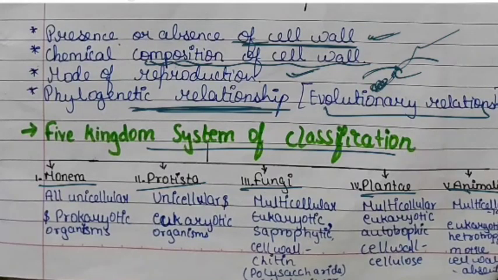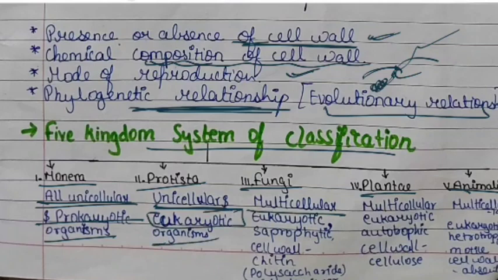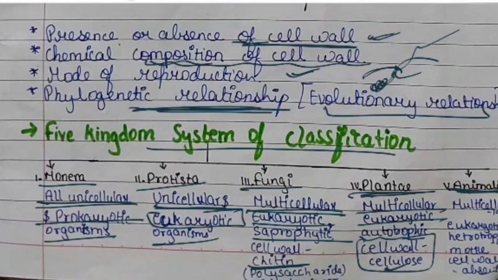Monera are all unicellular prokaryotic organisms, while protista are unicellular eukaryotic organisms. Coming to fungi, they are multicellular eukaryotic saprophytes whose cell wall is made up of chitin, a polysaccharide. Now the plant kingdom is multicellular eukaryotic autotrophic, whose cell wall is made up of cellulose. Coming to animals, these are multicellular eukaryotic heterotrophs which are motile and lack a cell wall.